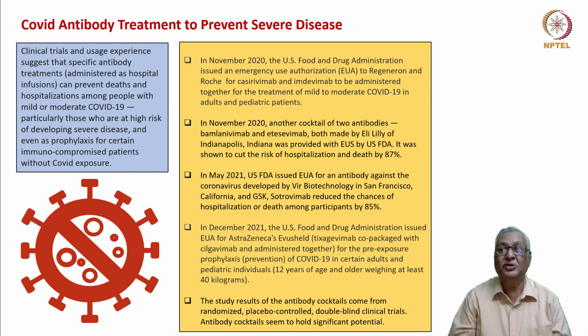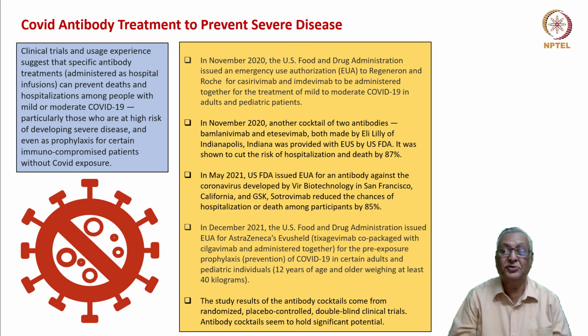In November 2020, the US FDA gave EUA to Regeneron and Roche for casirivimab and imdevimab to be administered together for the treatment of mild to moderate COVID-19 in adults and pediatric patients. I spoke about monoclonal antibodies earlier and how the biology innovations created a totally new form of disease treatment. In November 2020 itself, another cocktail of two antibodies, bamlanivimab and etesevimab, both made by Eli Lilly of Indianapolis, Indiana, was provided with emergency use authorization by US FDA. It was shown to cut the risk of hospitalization and death by 87%.